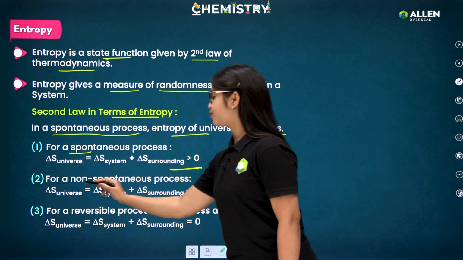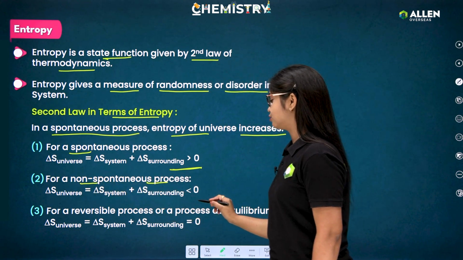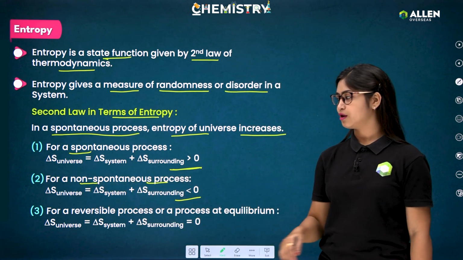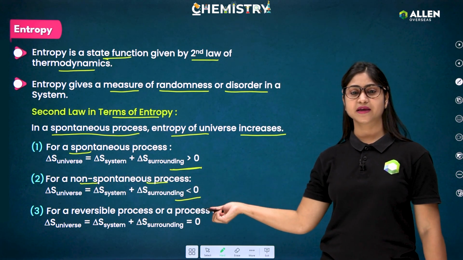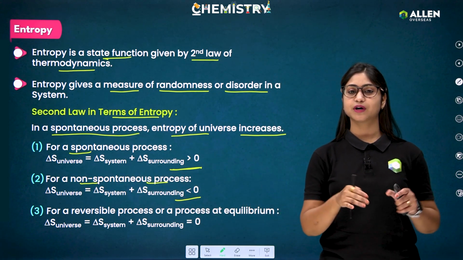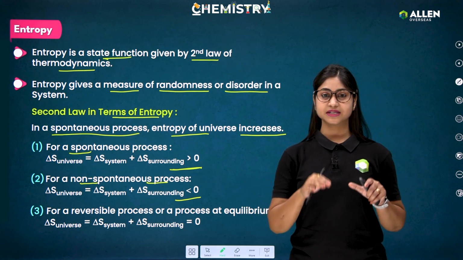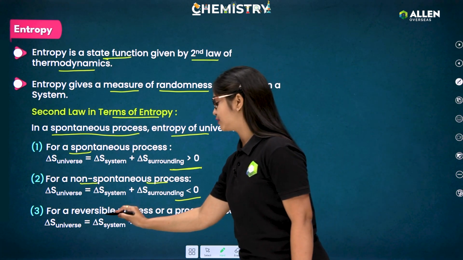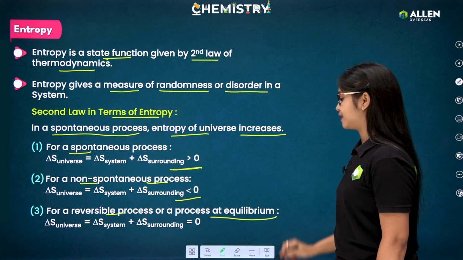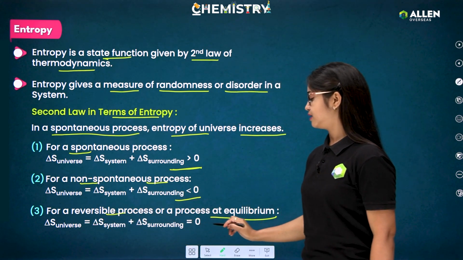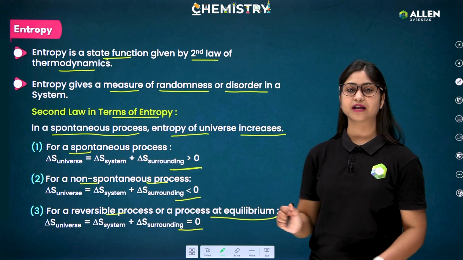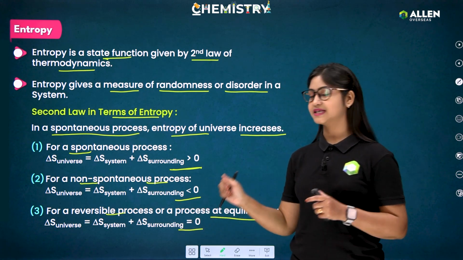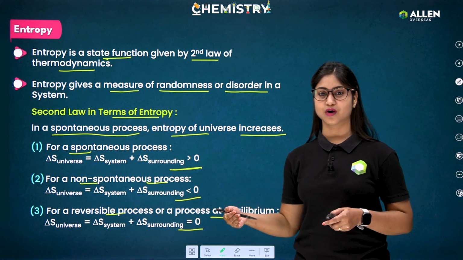Now, for a non-spontaneous process, the sum of these two values will become less than 0. Delta S universe will become less than 0, meaning it decreases for a non-spontaneous process. Or we can say the opposite also: when delta S universe is negative, it is decreasing, that means it is a non-spontaneous process. And when you have a reversible process or a process at equilibrium, then delta S universe will be equal to 0. So the sum of delta S system plus delta S surrounding becomes equal to 0, or we can say delta S system is equal to negative of delta S surrounding.